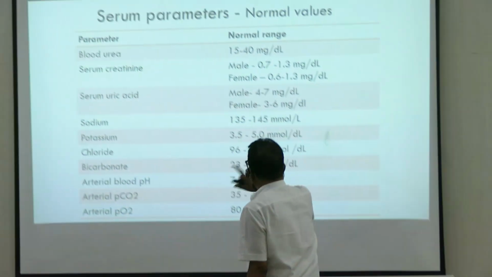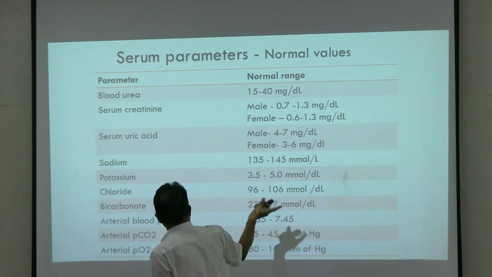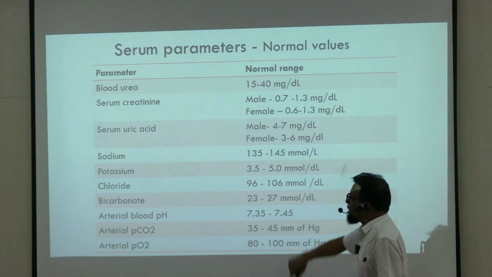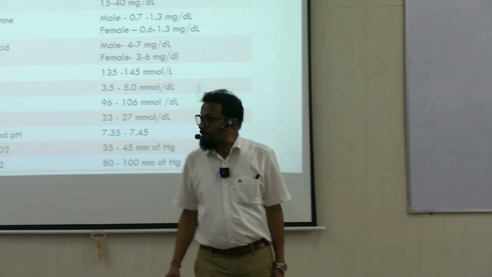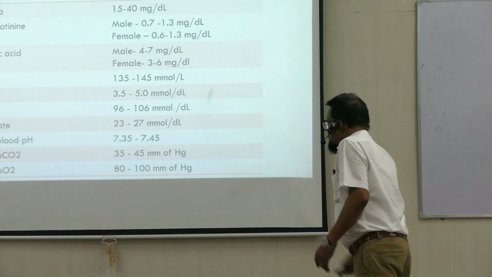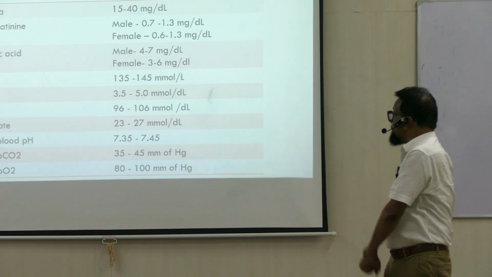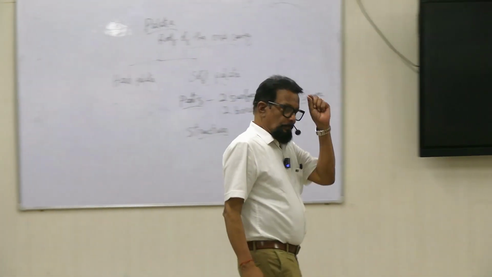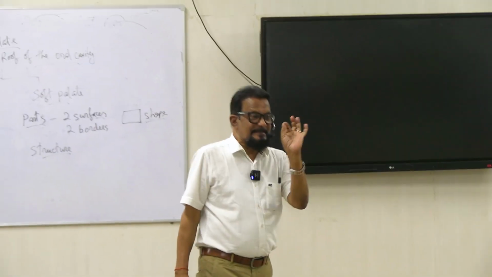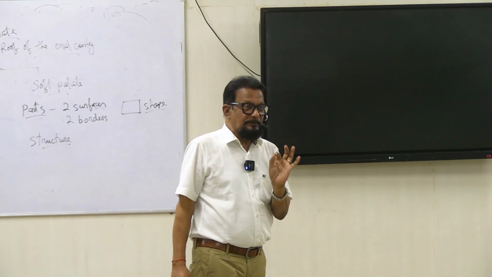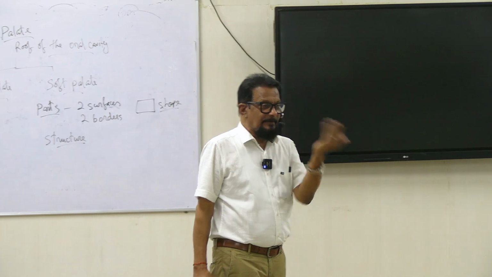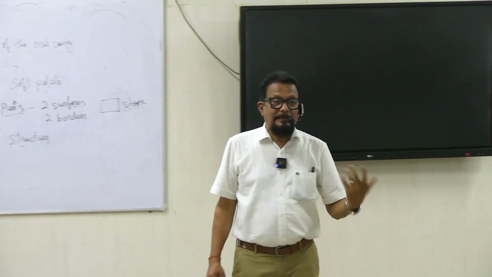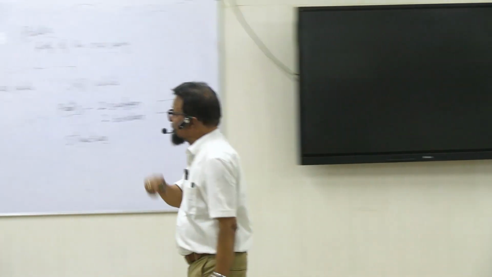Similarly, when pH is changed in the blood, then the bicarbonate and chloride ion concentrations will also be changed. Okay, and arterial PCO2 and arterial PO2 are tested for respiratory problems, whether there is respiratory alkalosis or respiratory acidosis. If we find a disbalance, then we will suspect there is respiratory alkalosis or respiratory acidosis.